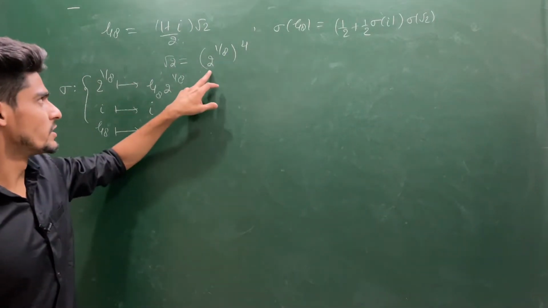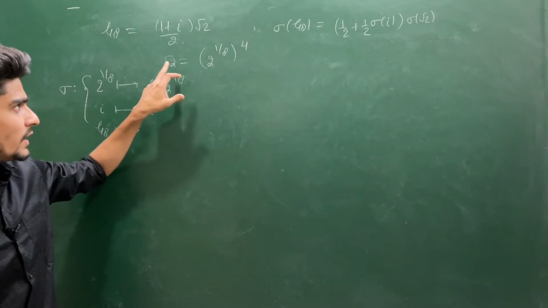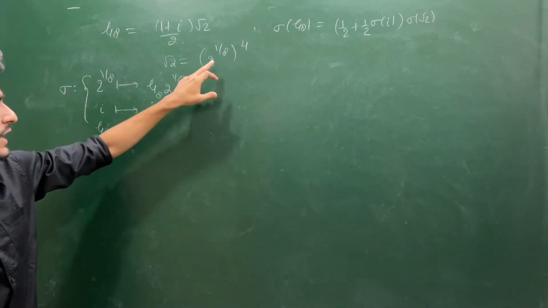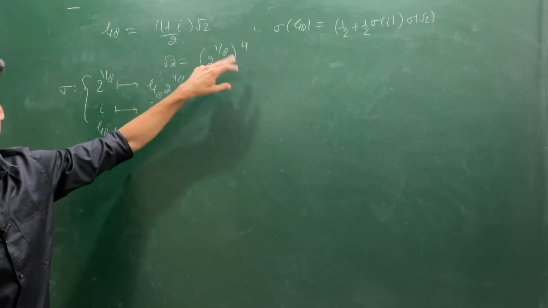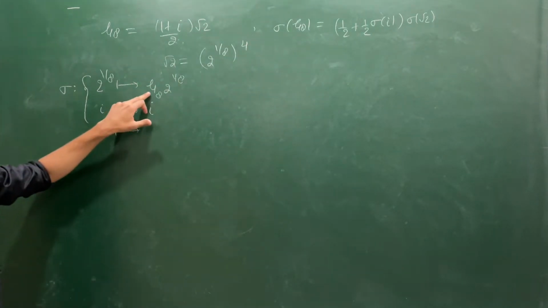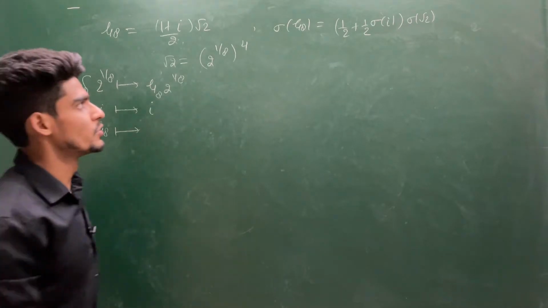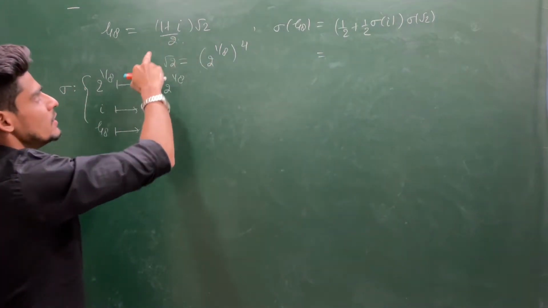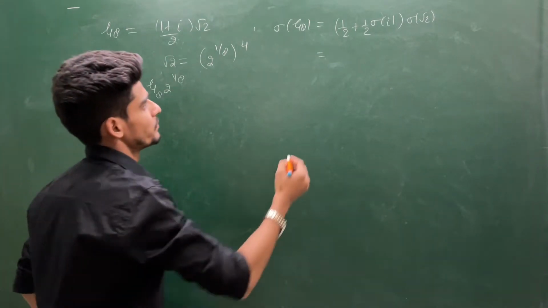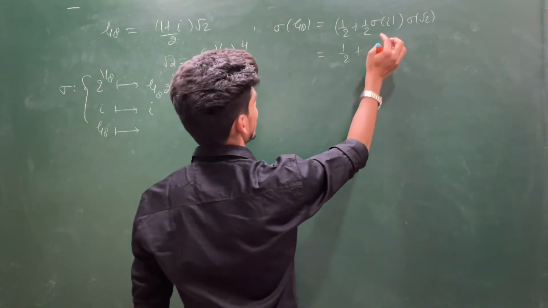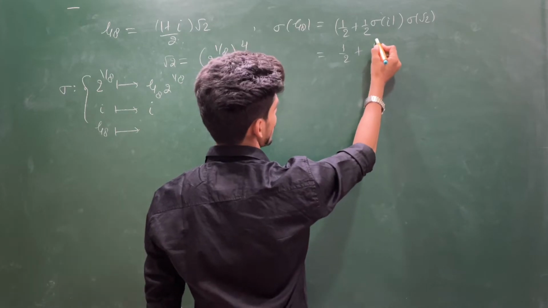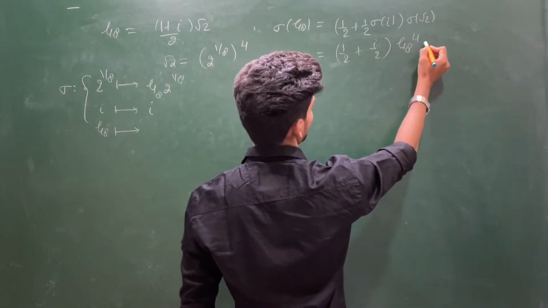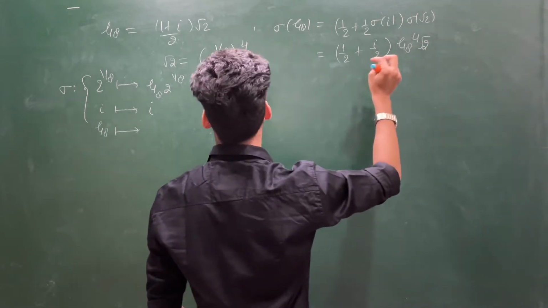And sigma of root 2 is nothing but, if I operate sigma both sides, and sigma will again respect multiplicativity, it will be sigma of 2 power 1 by 8, whole power 4, but that will be zeta 8 power 4 and root 2. Because it fixes rationals, 1 by 2 will be fixed. So it is 1 by 2, and I am assuming the image of iota is iota, so this is iota by 2, and this is zeta 8 to the power 4 times square root of 2.